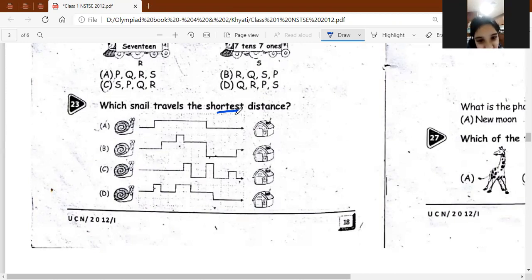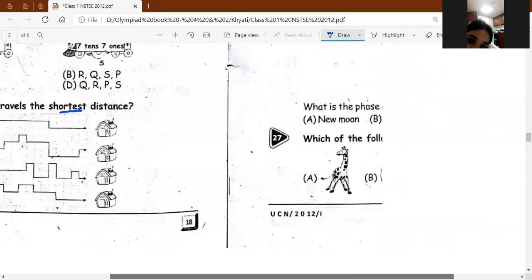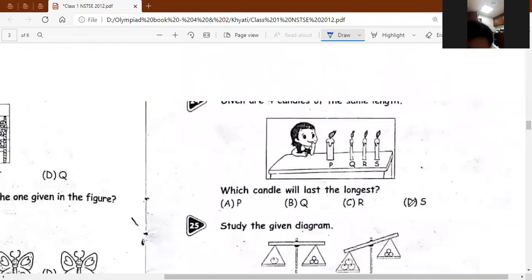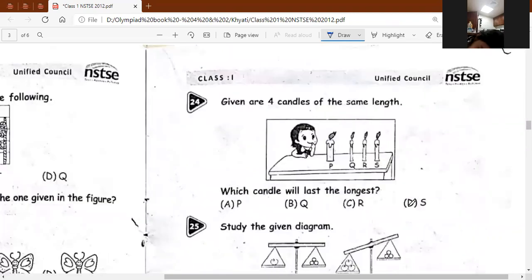Which rope is the shortest? A? Yeah. Right answer. Yeah, 24.